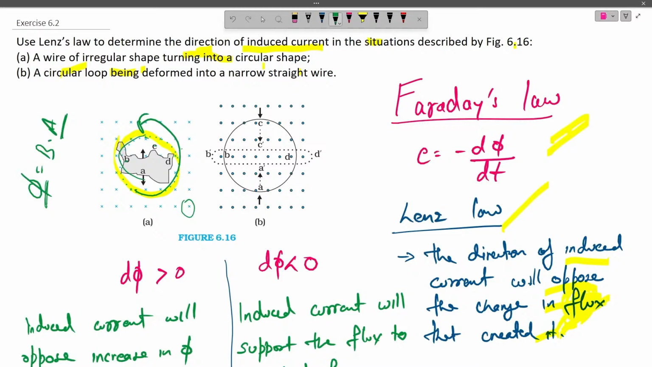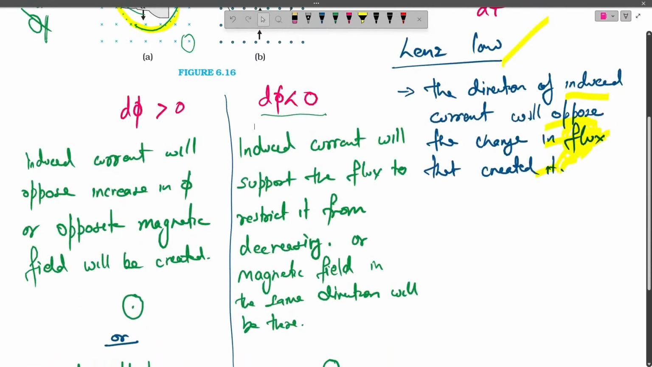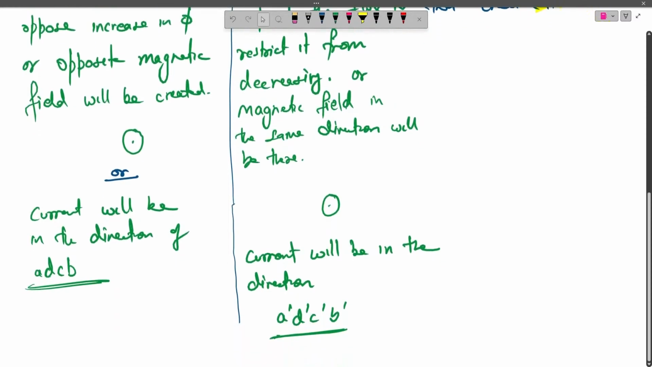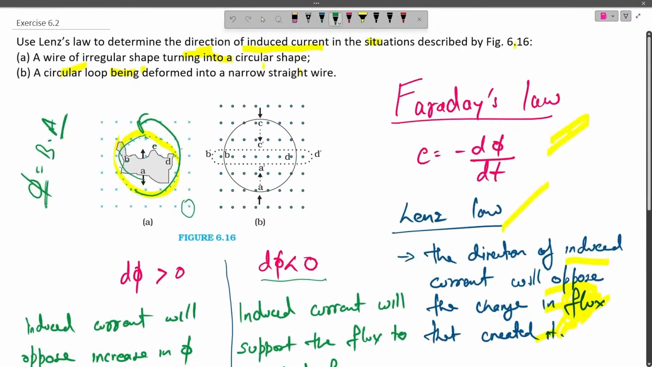In the second case, the area is decreased, so the flux is decreasing. The induced current will support the flux to restrict it from decreasing, and thus the magnetic field will be in the same direction as before, continuing to be out of the plane. So in order to have a magnetic field out of the plane, just like before, the anti-clockwise direction current should flow, or A dash, D dash, C dash, B dash should be the direction of current.